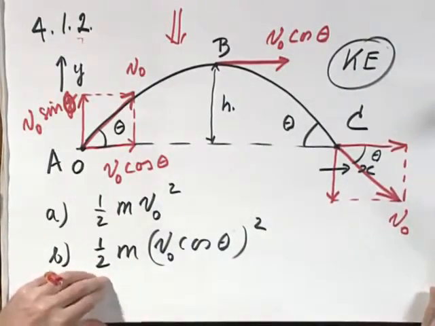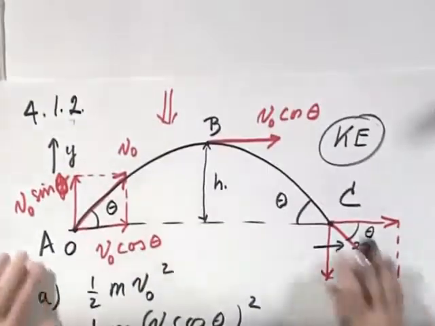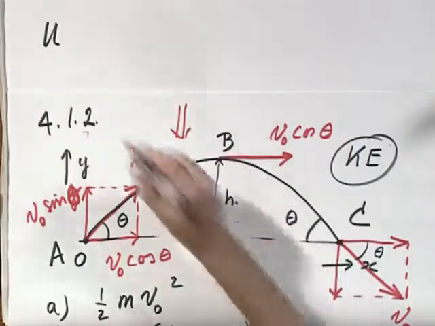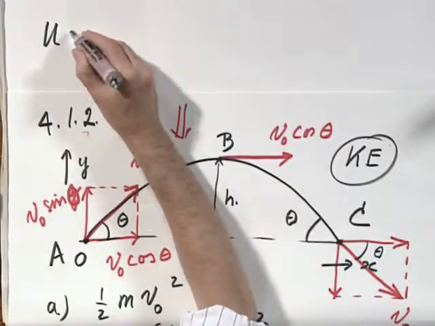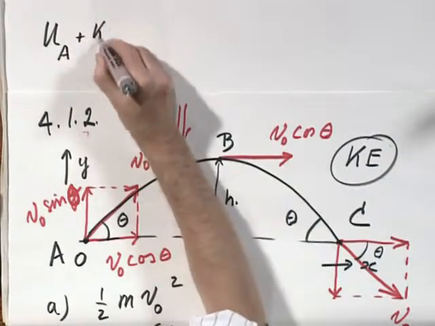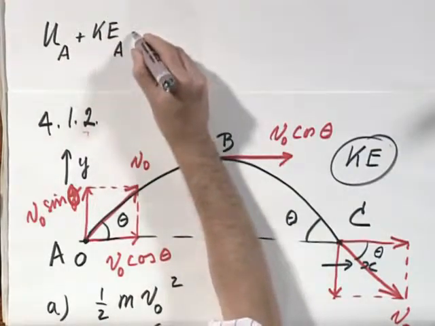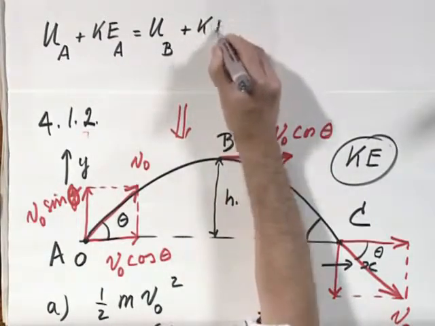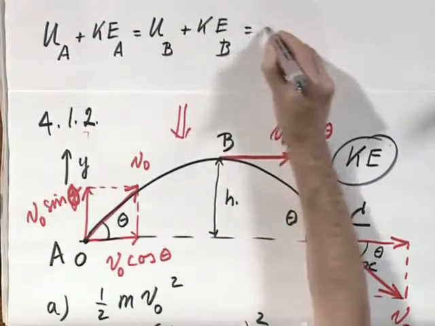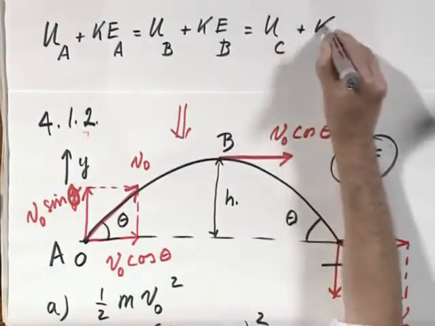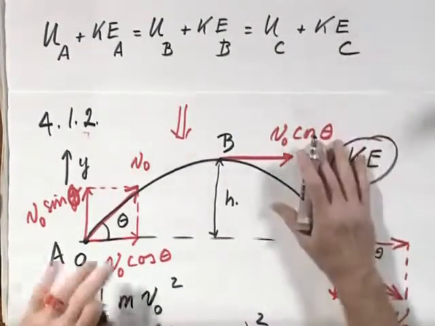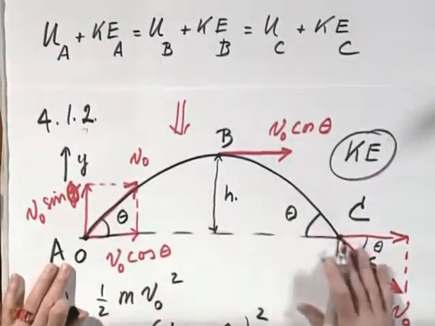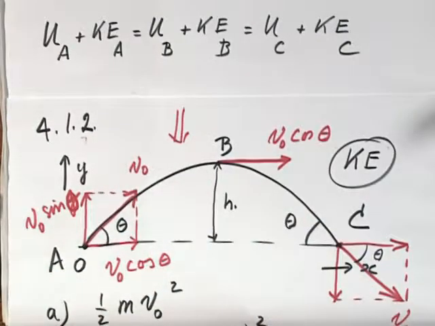We can also look at this from an energy conservation point of view. I could say that the potential energy, in this case due to gravity, at point A plus the kinetic energy at point A would be the potential energy at point B plus the kinetic energy at point B, and that must be the potential energy at point C plus the kinetic energy at point C. And this would be true if there is no loss of energy, if there is no friction, if there is no air drag, no energy converted to heat.